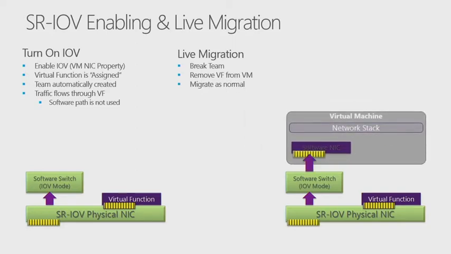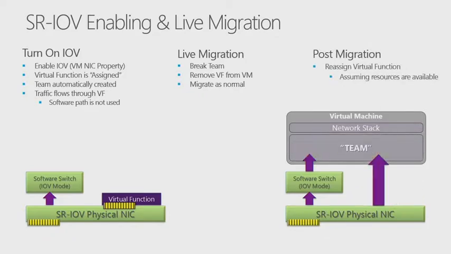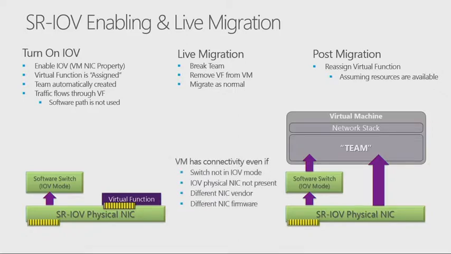We then live migrate the VM the way we normally do. We live migrate it to the new target. We then reassign the virtual function, and we assume the resources are available, and we keep running, and now we provide SRIOV on the target.